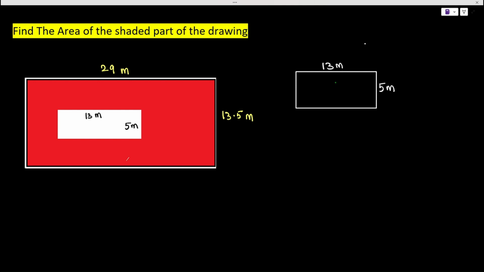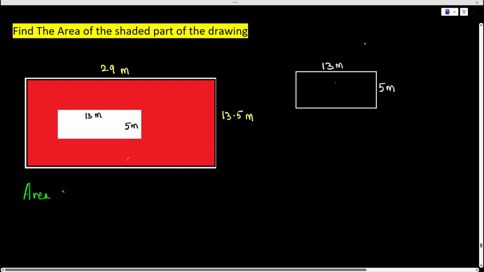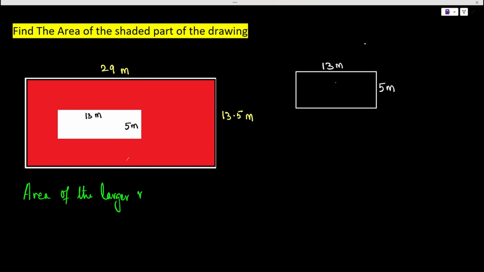Find the area of the shaded part of the drawing. So we have here two rectangles, a larger rectangle and a smaller rectangle. Now, to find the shaded part, we're going to find the area of the larger rectangle, find the area of the smaller rectangle, and subtract the area of the smaller rectangle from the area of the larger rectangle. This will be easier than splitting up the shaded area into different sections, and we can finish it off faster. So let's approach our question.